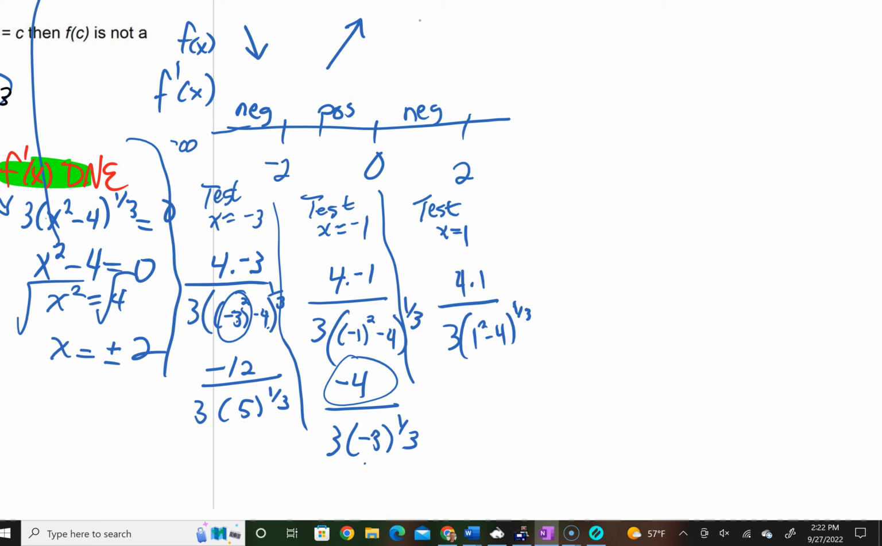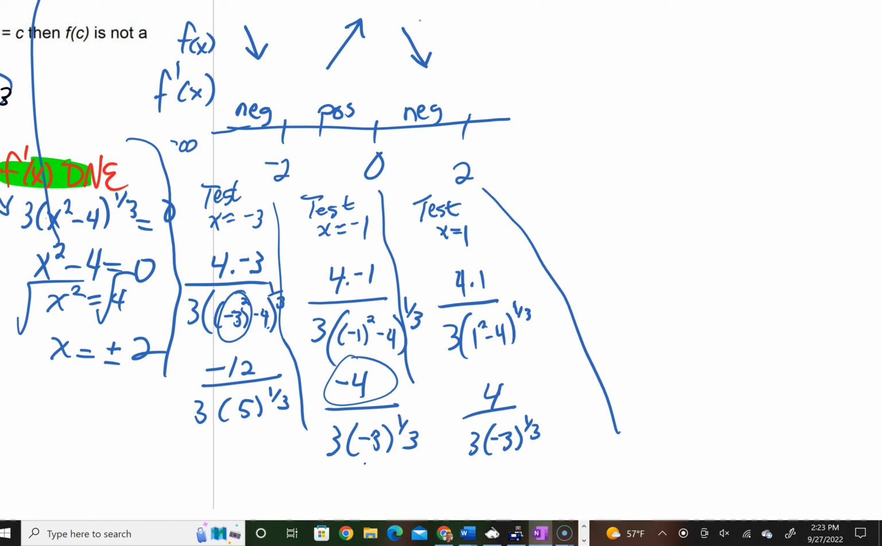Negative. And kids will go, "Whoa, wait a minute, Mr. Dobner, hold on a second. The top is positive." Yeah, but the bottom's negative. Look, you've got 1 squared is 1. 1 minus 4 is negative 3. So it's the same thing that we just saw a moment ago. It's really like the cube root of 3. That means your curve is going down.